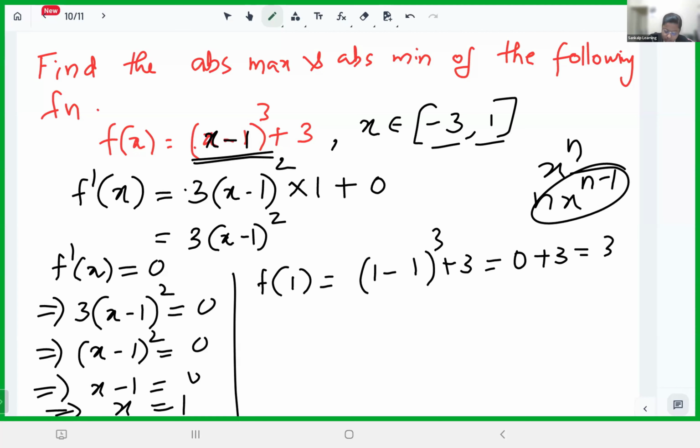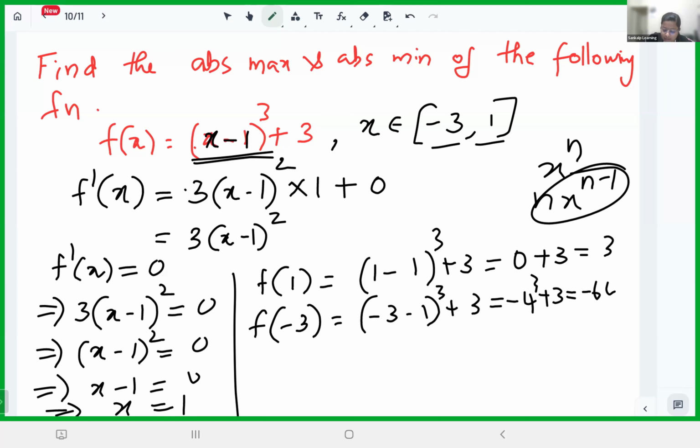Now we evaluate the value of the function at the endpoints as well. So f of minus 3 is equal to (minus 3 minus 1) the whole cube plus 3. That is equal to (minus 4) cube plus 3, which is minus 64 plus 3, equal to minus 61. And what is f of 1? f of 1 is equal to (1 minus 1) the whole cube plus 3, that is 0 cube plus 3, equal to 3.